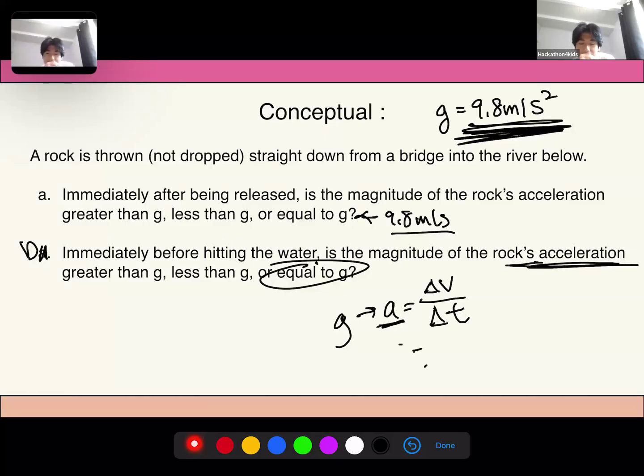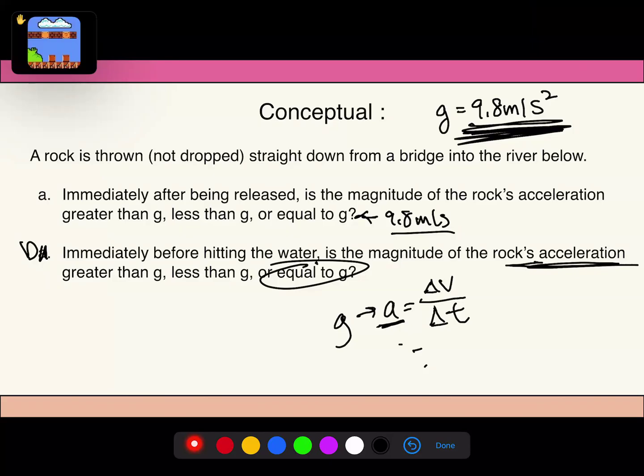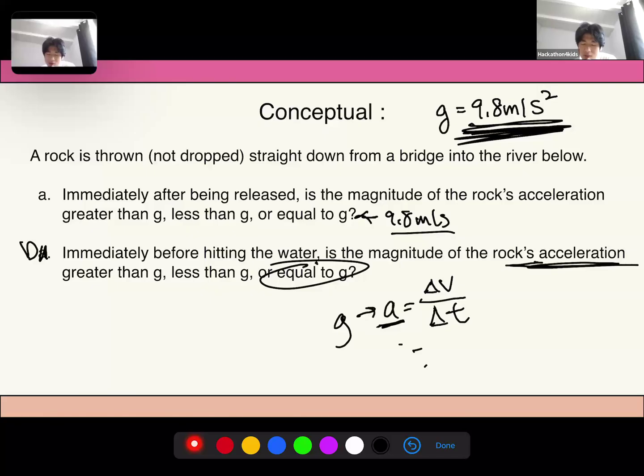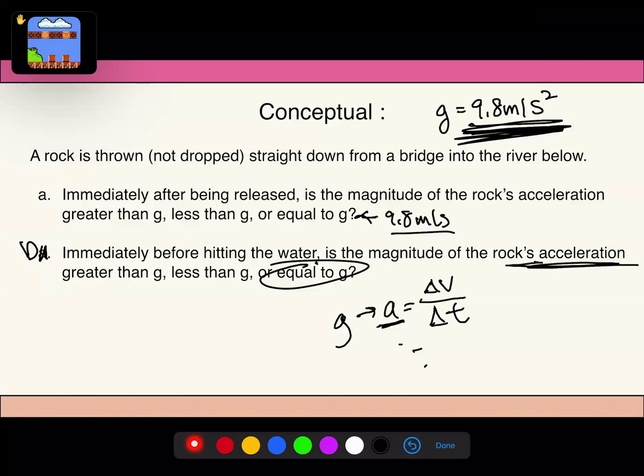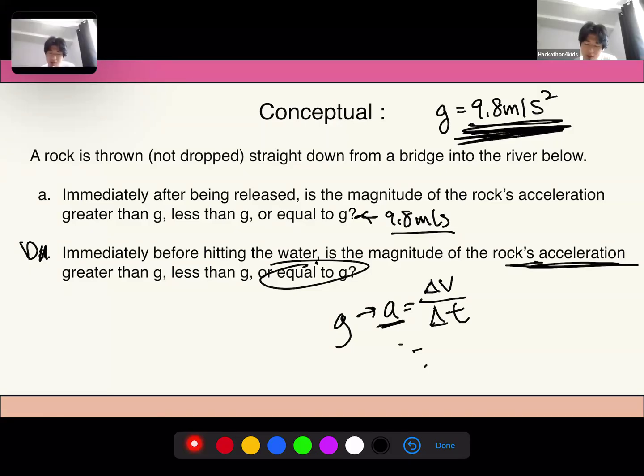Yes, Ani? Would there ever be a case when it would be greater than g or less than g, for an object in the air, or just before hitting the ground? No, it would always be equal to g.